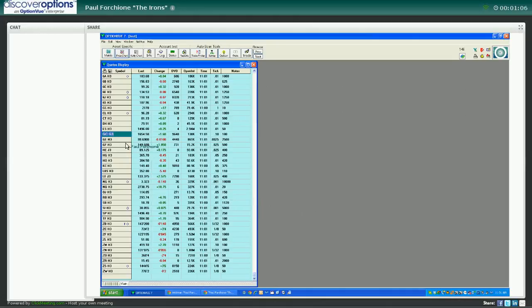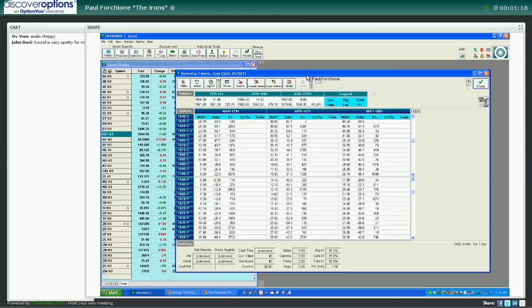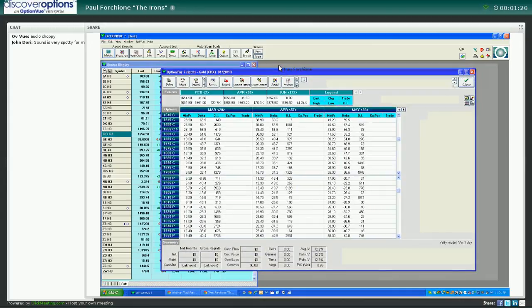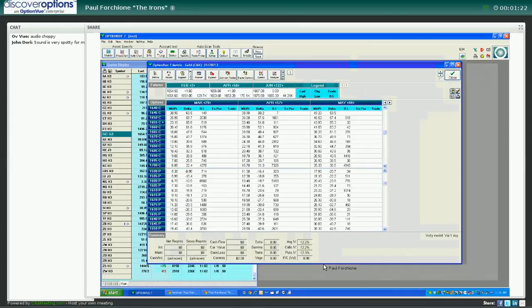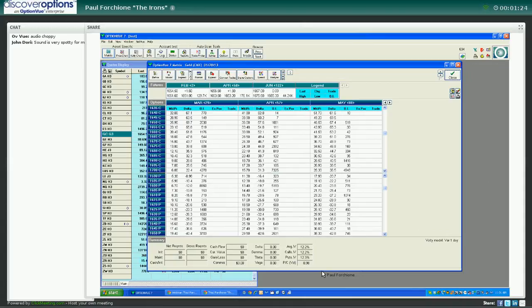I thought I would start by working with the gold market. It's the one I've highlighted here. GC is the symbol for the gold futures contract. I will click on the matrix button to show you all of the various futures and options that are available in gold. We will start off by discussing an iron butterfly in the gold market.